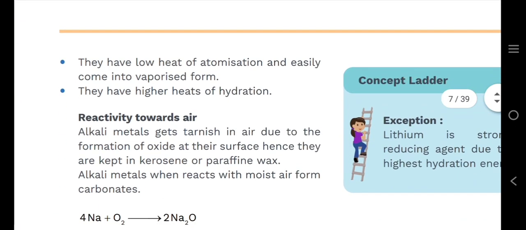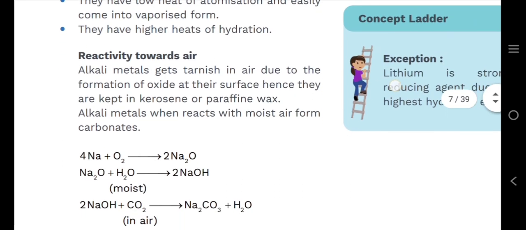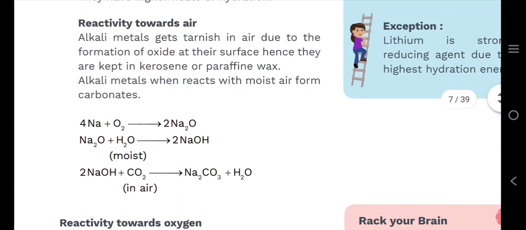They have low heat of atomization and easily come into vapor form. They have higher heat of hydration. Reactivity towards air: alkali metals get tarnished in air due to the formation of oxide on their surface. Hence, they are kept in kerosene or paraffin wax. Alkali metals, when reacting with moist air, form carbonates.